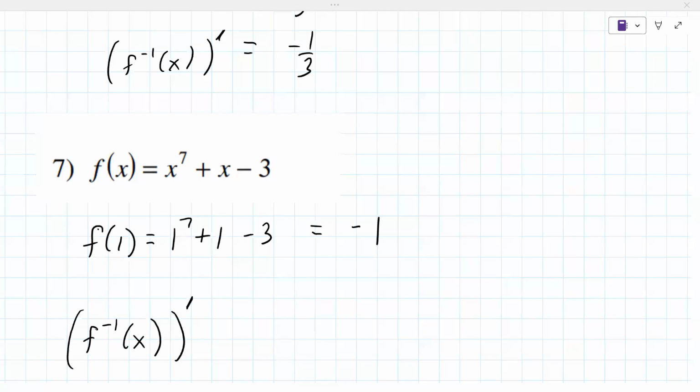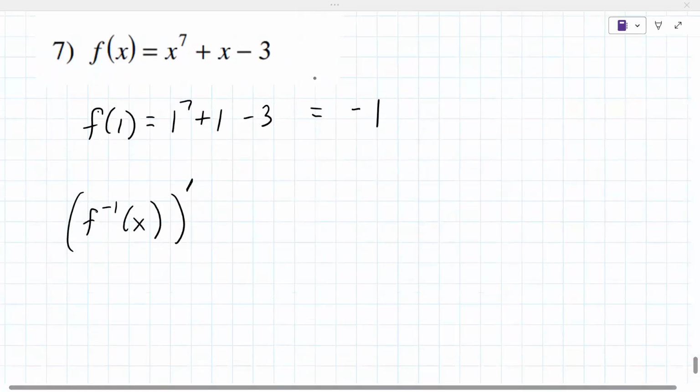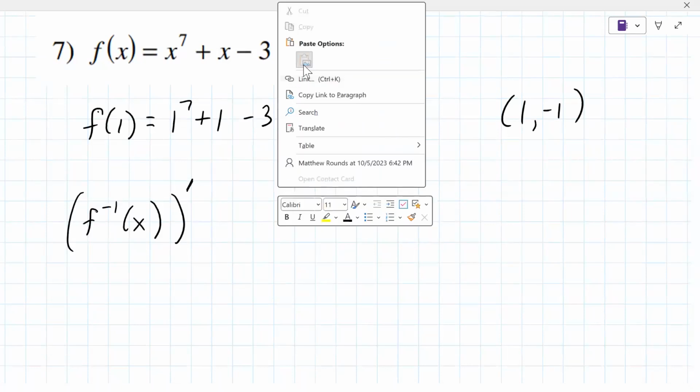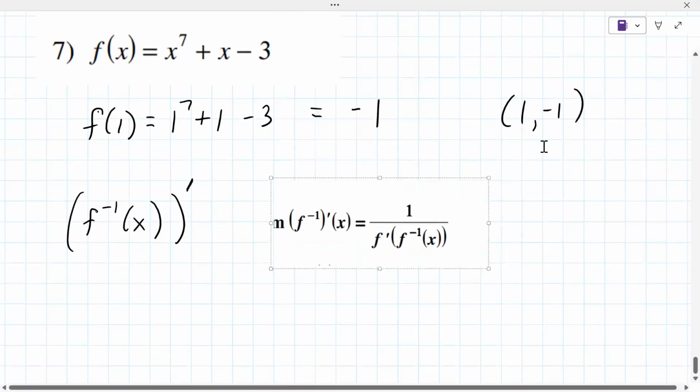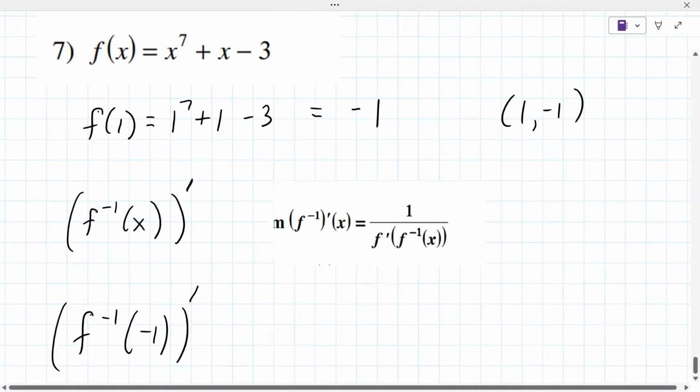So here we need this ordered pair, by the way. That'll come in handy. So here's the formula. This is the thing you're asking about. Sometimes they give you the ordered pair, sometimes you have to find it. So we need the inverse at 1 or at negative 1. So it'll be written like this. So what is the derivative like this? Which is really 1 over f prime of f inverse of negative 1.